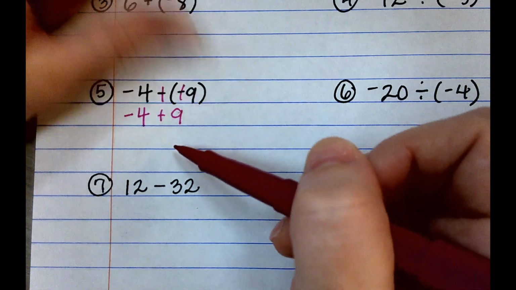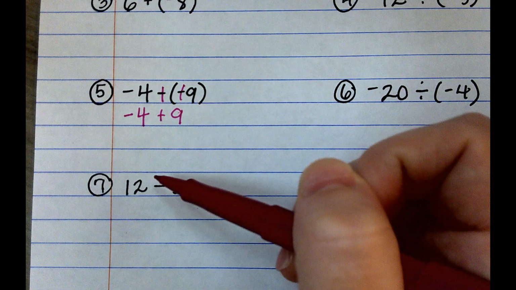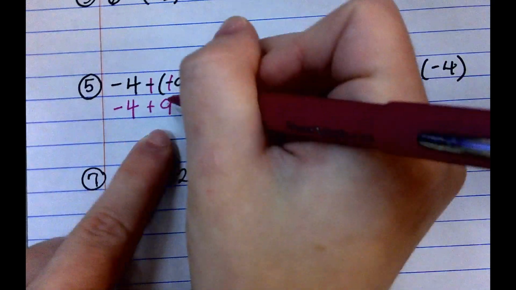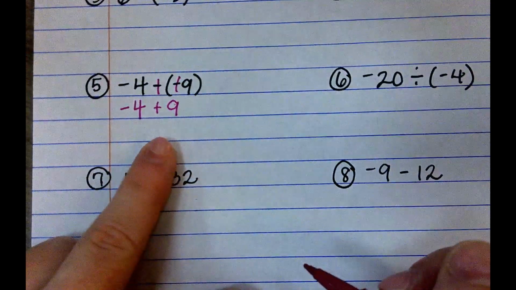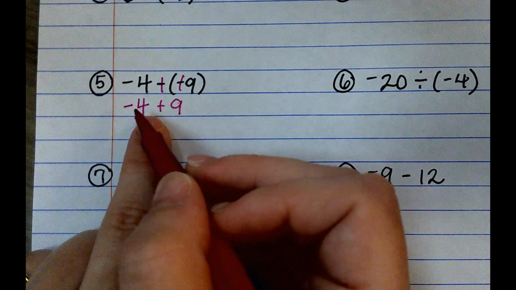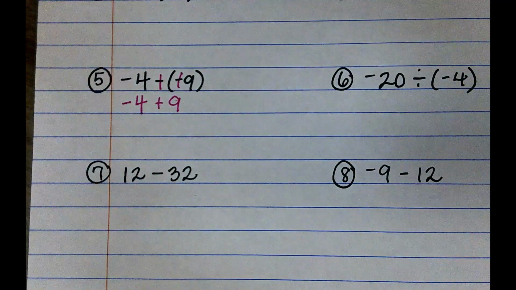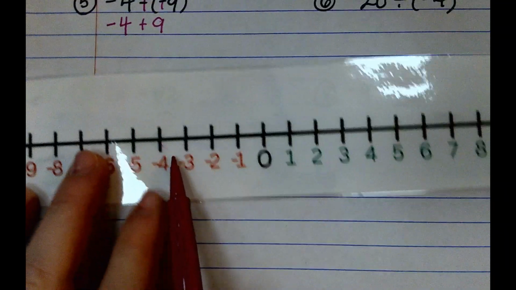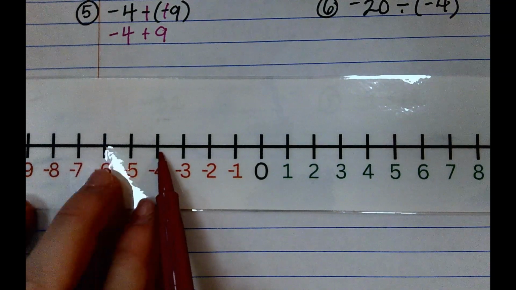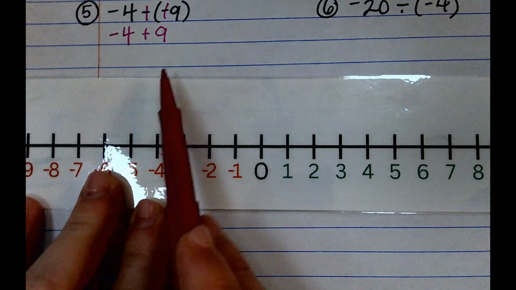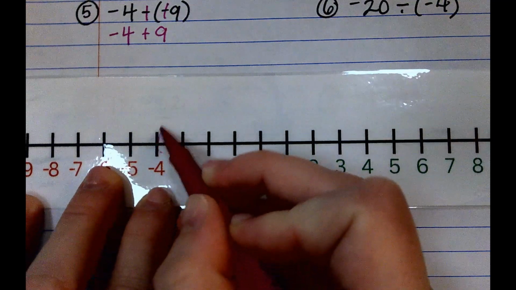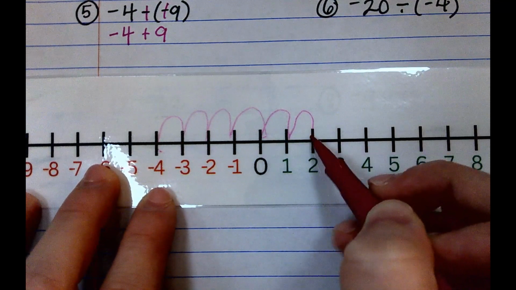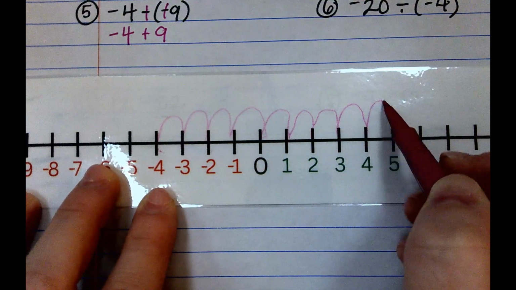It can be very confusing, the subtraction especially. Thinking of it this way: I'm starting with -4, and then I'm going to add positive 9. I'll add 1, 2, 3, 4, 5, 6, 7, 8, 9.